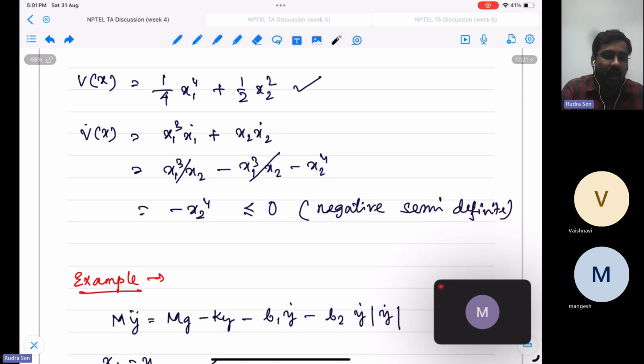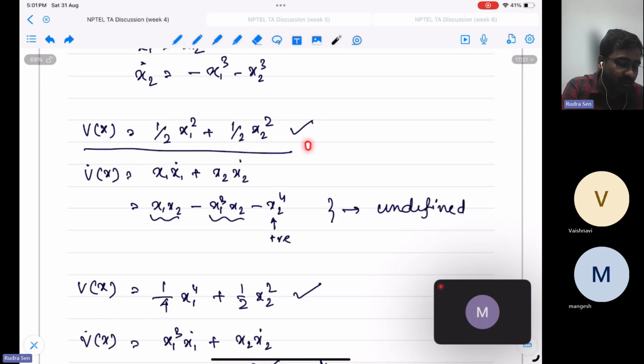It is not asymptotic. I cannot say anything about the asymptotic stability. For that, I have to check whether any other Lyapunov function exists by which I can show asymptotic stability. But here I am not saying that the system is asymptotically stable. I'm just saying the system is stable. So this Lyapunov function doesn't work, but this Lyapunov function works.